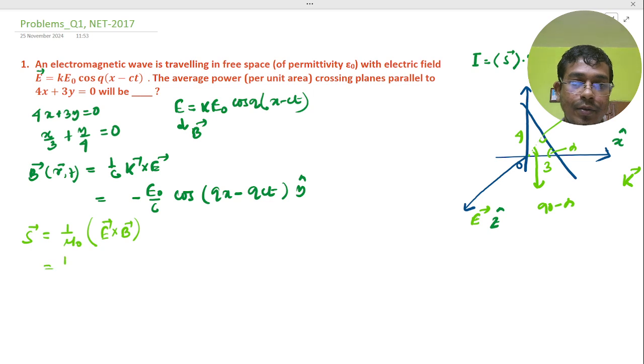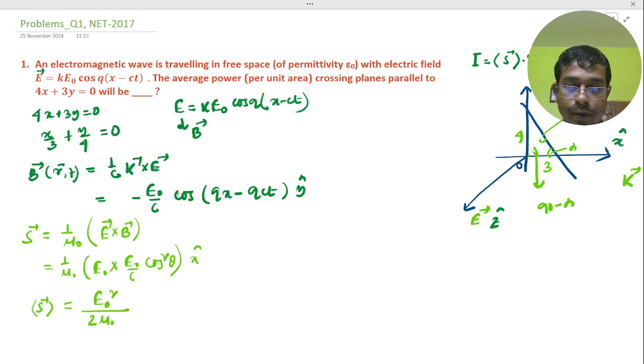So basically 1 by mu naught, E means E naught by c cos square theta x cap. So basically we get here the expectation, or average, of the Poynting vector, which is E naught square by 2 mu naught c x cap, and our final result, the intensity I, should be the average of the Poynting vector dotted with n.